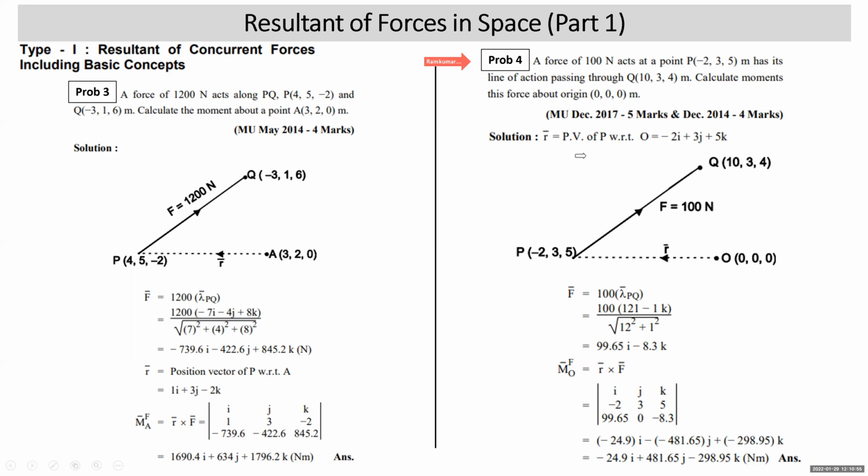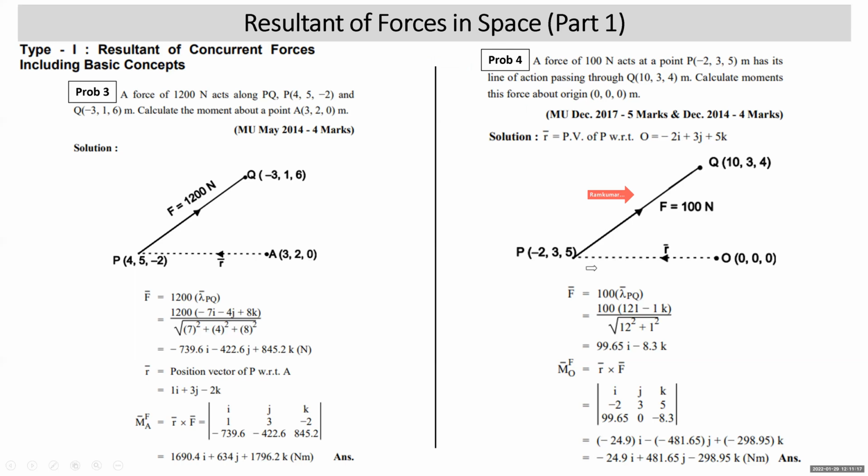Now again, we have drawn a working diagram. In the working diagram, I have shown the force F of 100 Newton. I have shown the coordinates of point P as minus 2, 3, 5. The coordinates of point Q I have shown, so that I can write the force in vector form. We have to find the position vector. R bar is the position vector of any point on the line of action of the force with respect to the moment center.